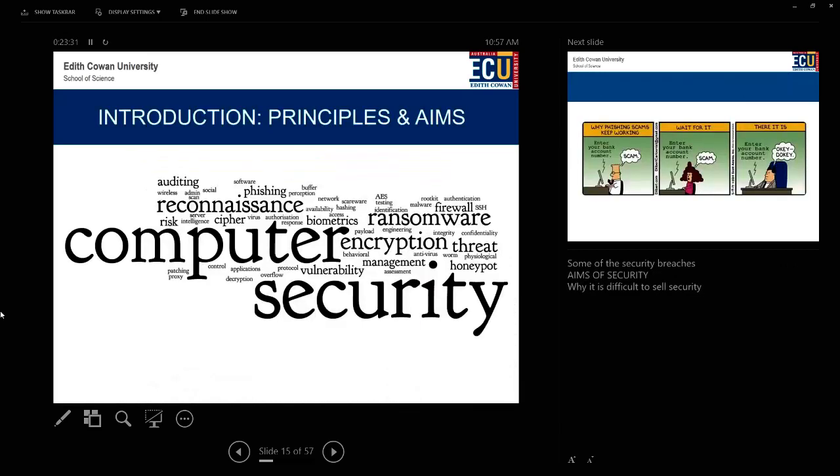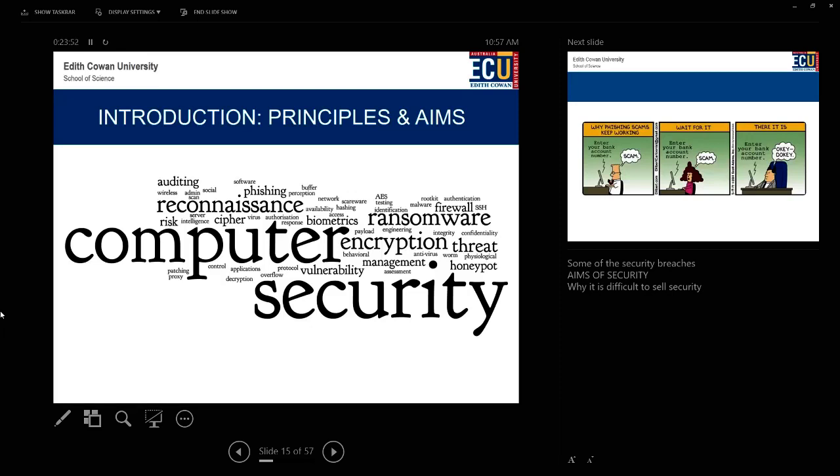So let's start our first module. It is about principles and aims. We will be discussing today some of the security breaches that have happened in the past 10 years around us. The most important takeaway out of today's lecture is aims of security.